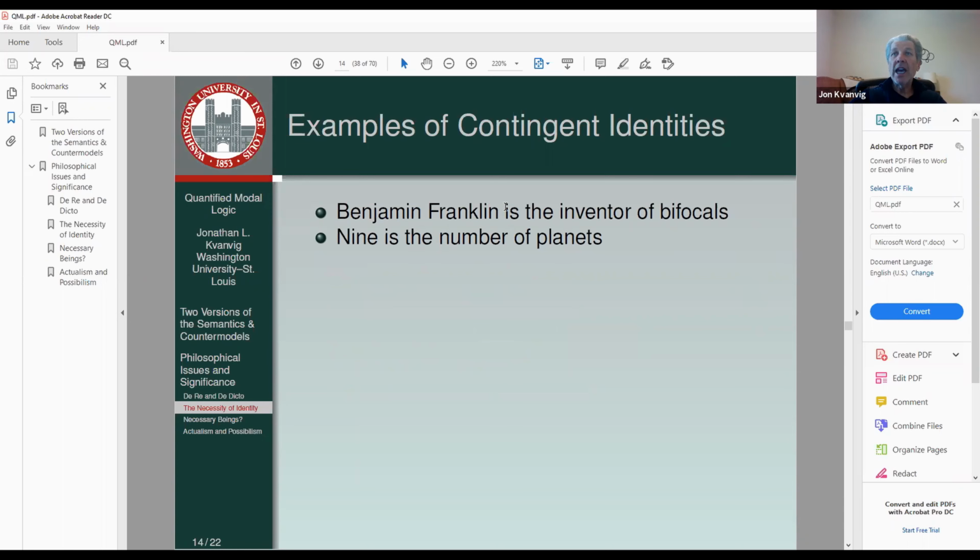We're looking at the copula. The word is. How are we supposed to interpret this word in these sentences? So Ben Franklin is the inventor of bifocals. 9 is the number of planets. The sentence is false, but how are we supposed to understand it? Scott is the author of Waverly.